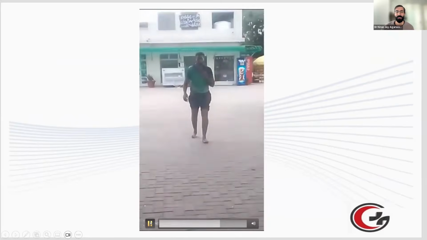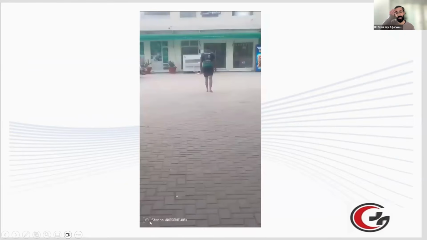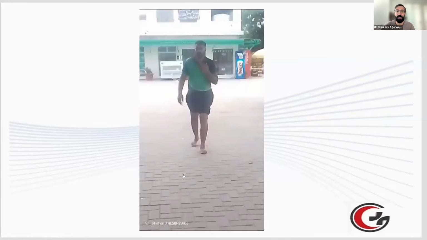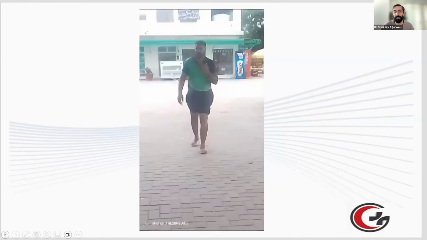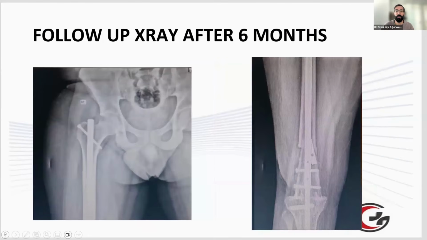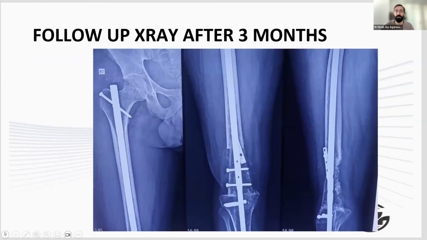Thanks, Zubair. Fantastic case. Really creative option for reconstruction here. I'd like to open it up to the faculty to make any comments. Would you have done anything different? I'm sure in a high resource setting, perhaps this would be an endoprosthesis reconstruction. Curious what other options people would have had here.